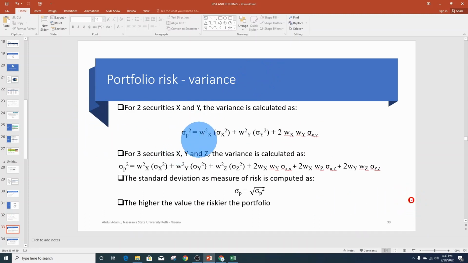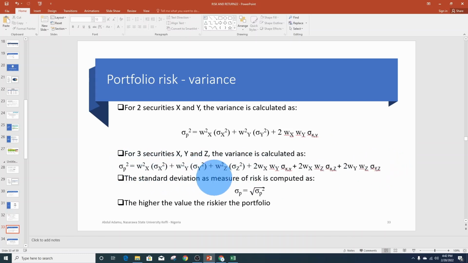So for variance, the weight of x square multiplied by the variance, plus the weight of y square multiplied by the variance, plus 2 times the weight of x, weight of y, then you multiply by the covariance. This is why we are looking for the covariance. So if it is 3 stocks, it's fairly long.